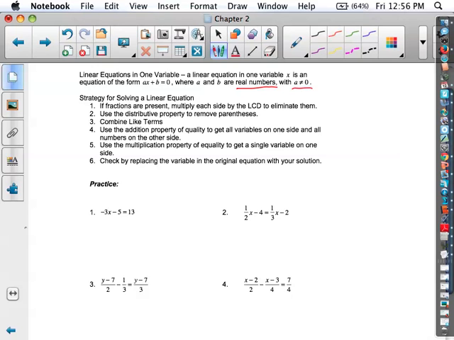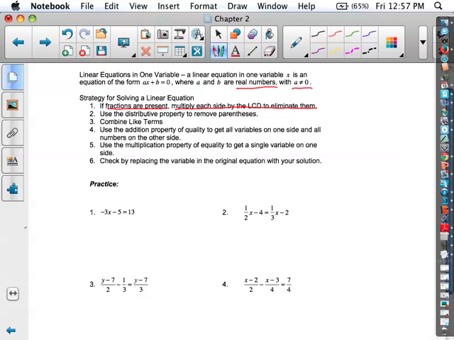Strategy for solving a linear equation: if fractions are present, multiply each side by the least common denominator to eliminate those fractions. Use the distributive property to remove any parentheses, combine like terms. Use the addition property of equality to get all variables on one side and all numbers on the other side. Use the multiplication property of equality to get a single variable on one side. Check by replacing the variable in the original equation to make sure that your solution is correct.